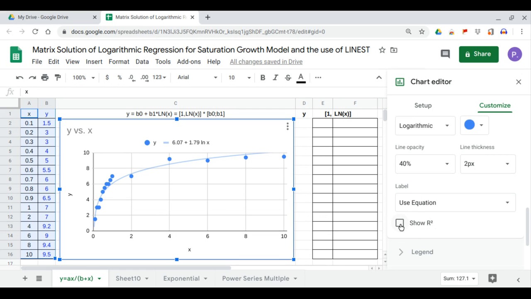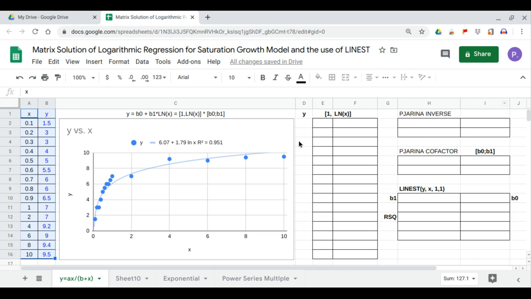We will also show the r squared. So the equation is 6.07, which is our b0, plus 1.79, which is our b1, ln x. And the value of r squared is 0.951. We will calculate these values using the matrix operation and the LINEST function.